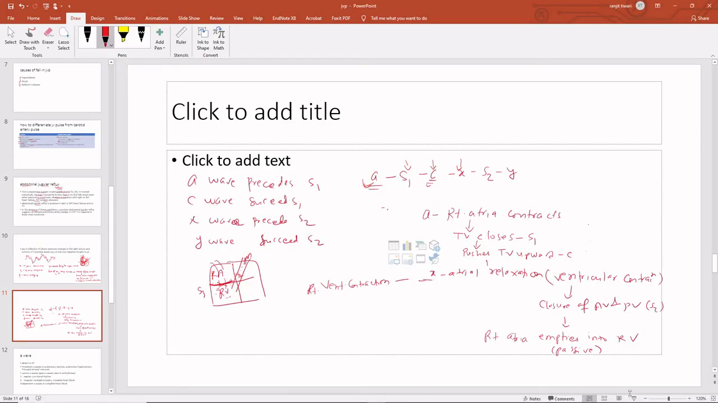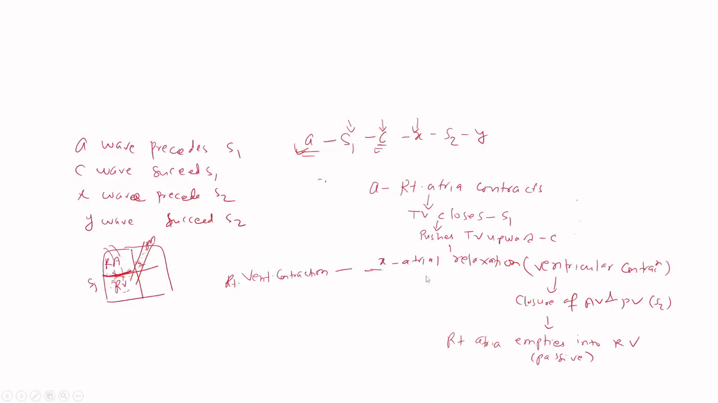So this is the sequence of events. The A wave precedes the S1 sound and the C wave succeeds the S1 sound. The X wave precedes the S2 sound and the Y wave succeeds the S2 sound. A is right atrial contraction. After the right atrium contracts, blood is pushed into the right ventricle, and then the tricuspid valve closes. Due to the closure of the tricuspid valve, the S1 sound is produced.